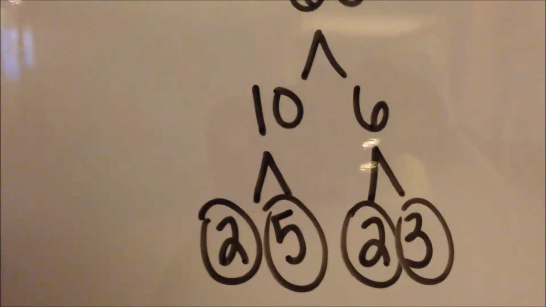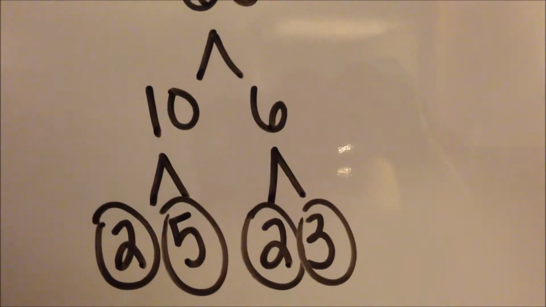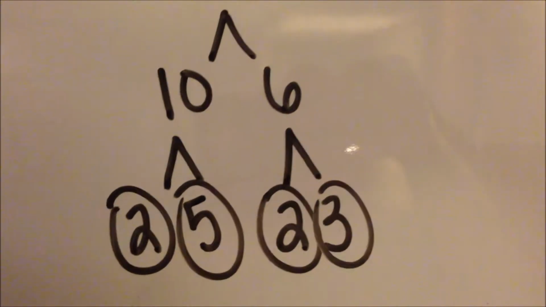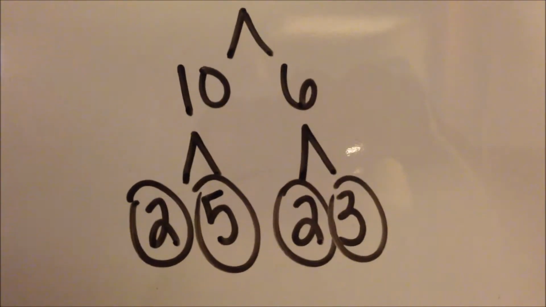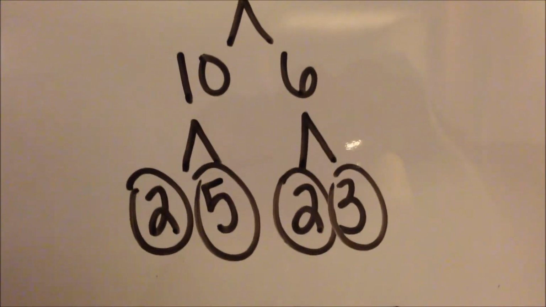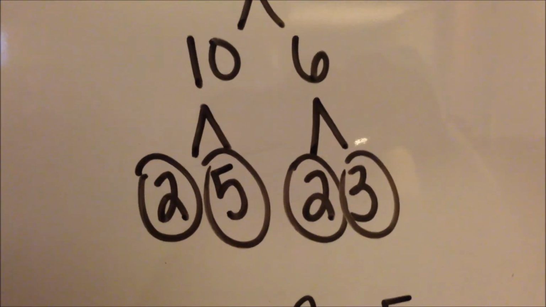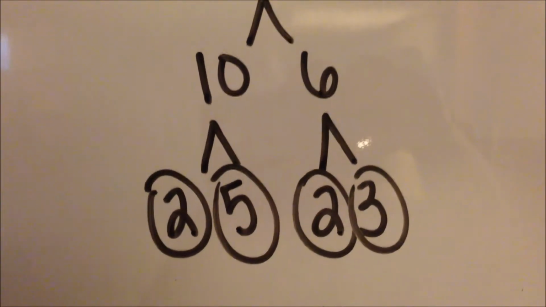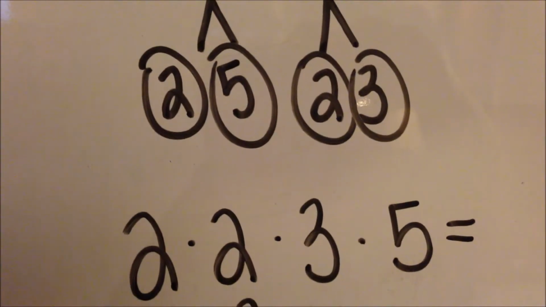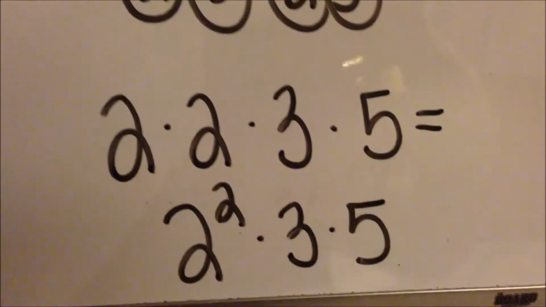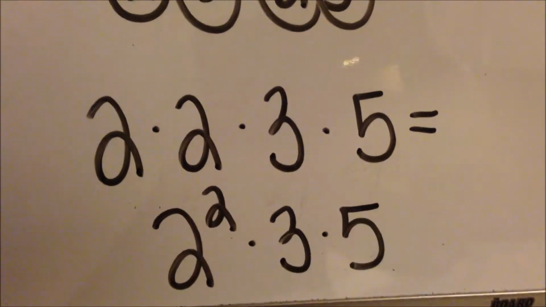Let's start with 10. 10 breaks into 2 times 5, and 6 breaks into 2 times 3, all of which are prime numbers. And notice that I circled them. I think it's a good idea just so that you don't forget any, and that you remind yourself when to stop. Okay, if we write them in ascending order, we have 2 times 2 times 3 times 5. Or, take it one step further, 2 squared times 3 times 5.